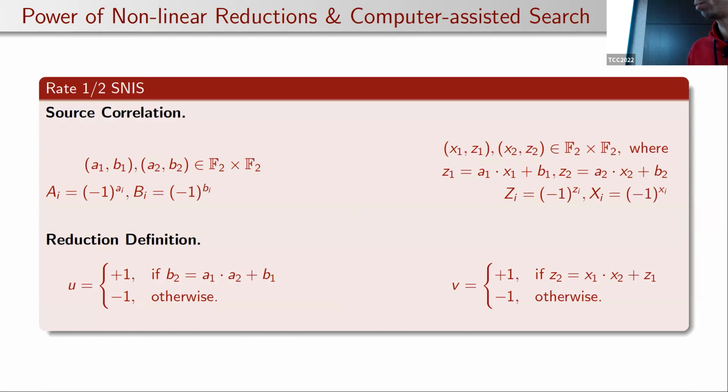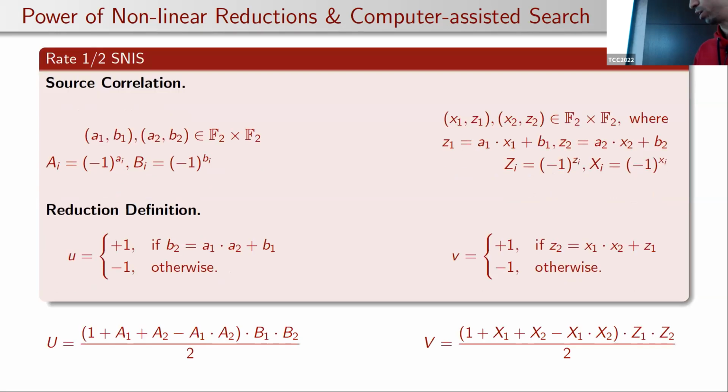Suppose Alice and Bob get two samples of ROLE. So X1, Z1 is correlated with A1, B1, and A2, B2 is correlated with X2, Z2. Alice checks whether her samples form a ROLE, and if that happens, then she outputs +1. Otherwise, she outputs -1. And Bob also does the same.